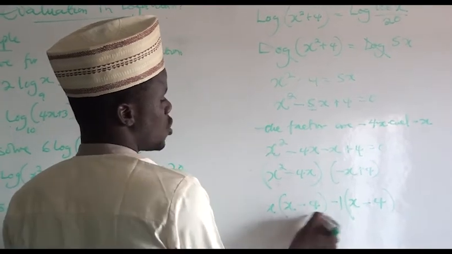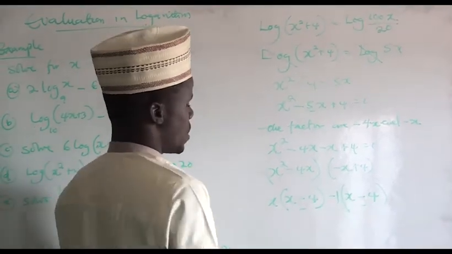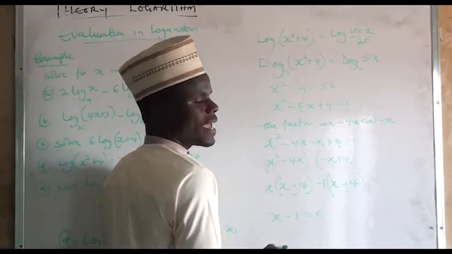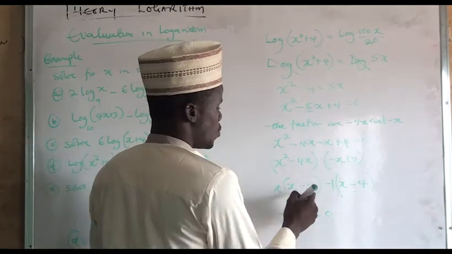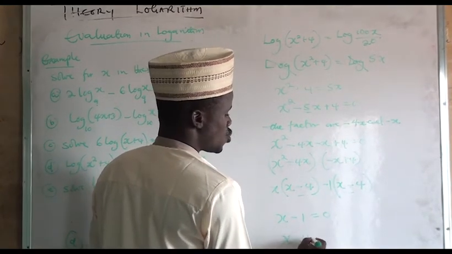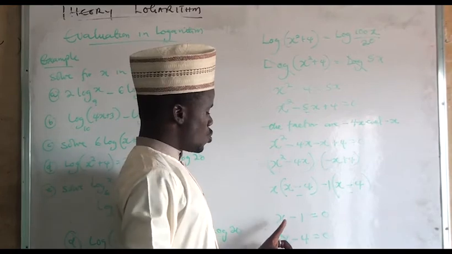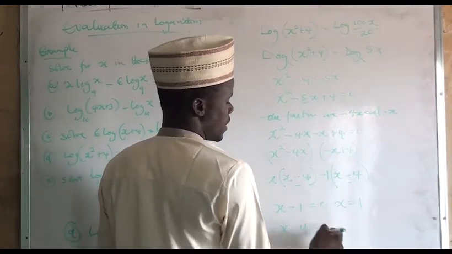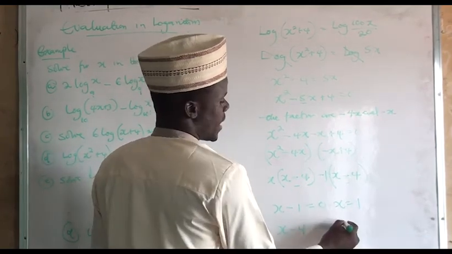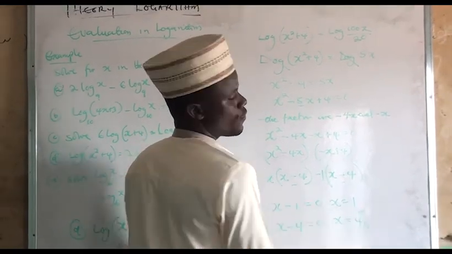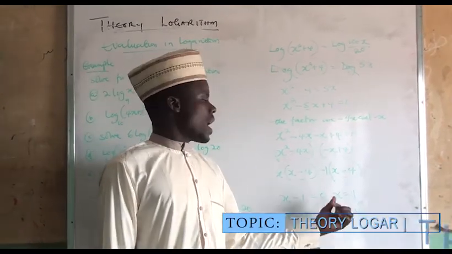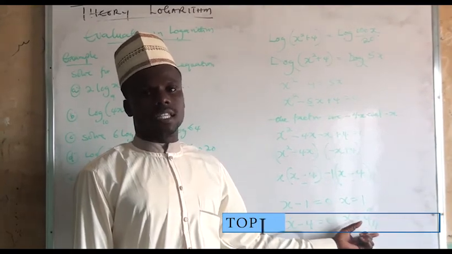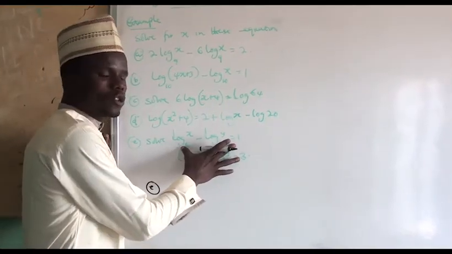So now this one and this one are similar, so we can just take x minus 1, the one that is outside the bracket, equal to 0, and we take the other one, x minus 4, equal to 0. When x minus 1 is equal to 0, x is equal to 1, and when x minus 4 is 0, x is equal to 4. For any one that you take, it will satisfy the equation, and this is the answer. Now we have to take the last one, that is the e.